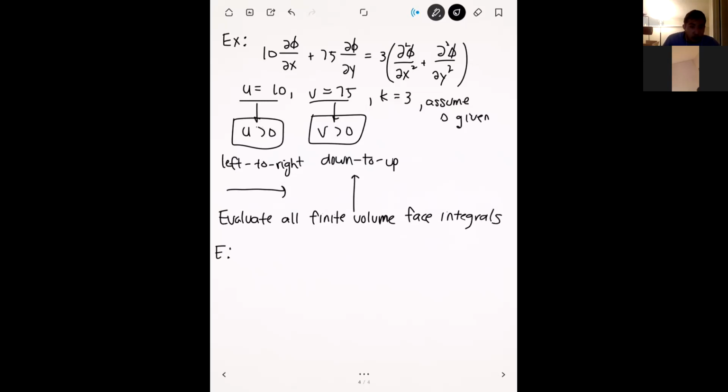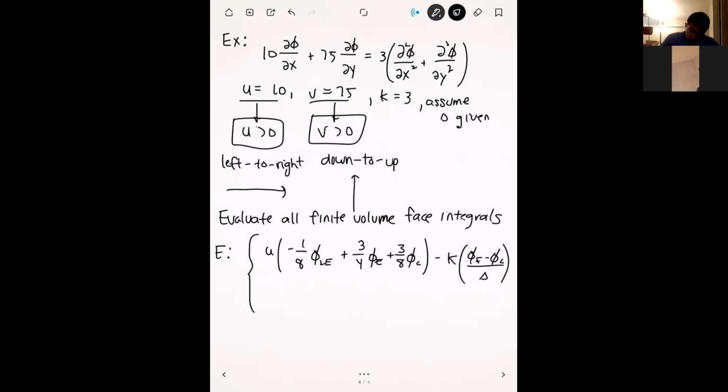For the east face, we have two versions here. Version 1, we have u times minus 1/8 phi 2e, plus 3/4 phi e plus 3/8 phi sub c. It's not used here, but let me include the diffusion term because we can't forget that. So we have minus k times phi sub e minus phi sub c, all divided by delta. And so that's the first version.